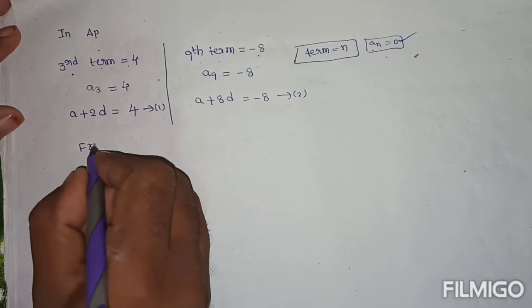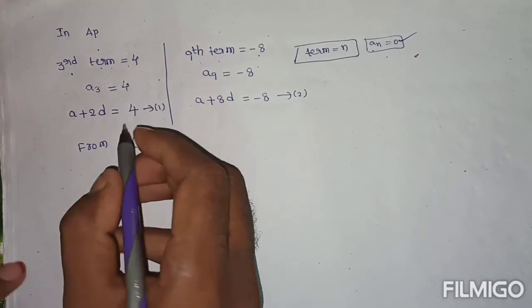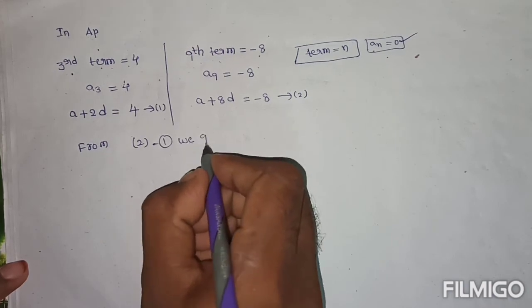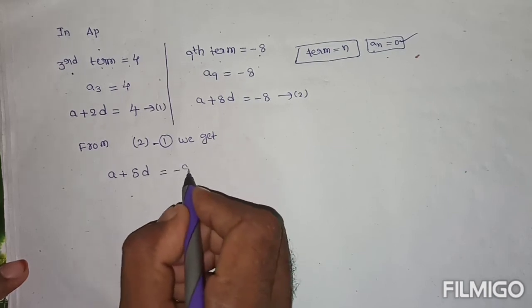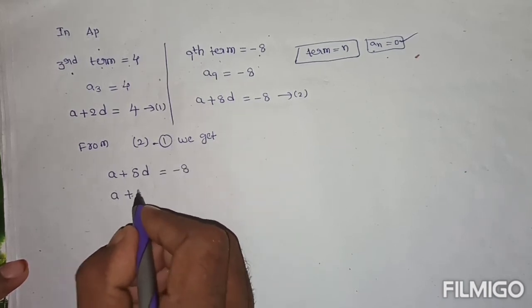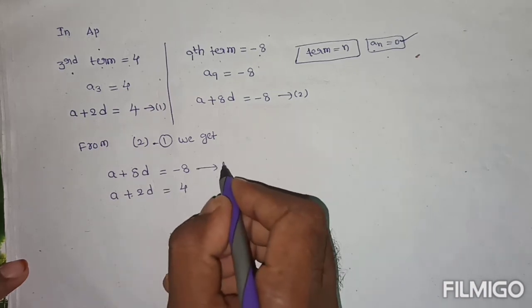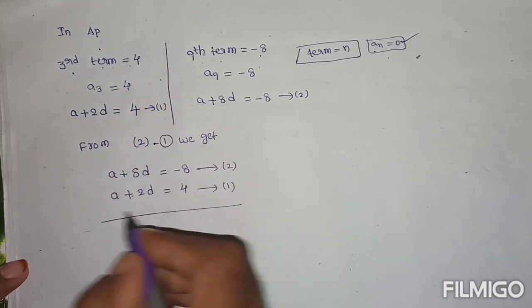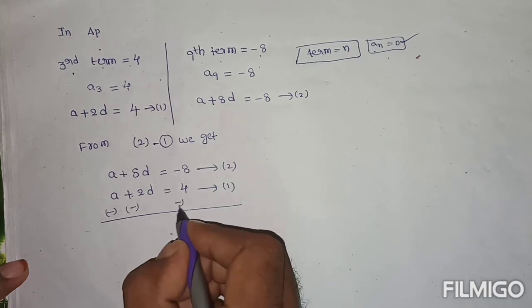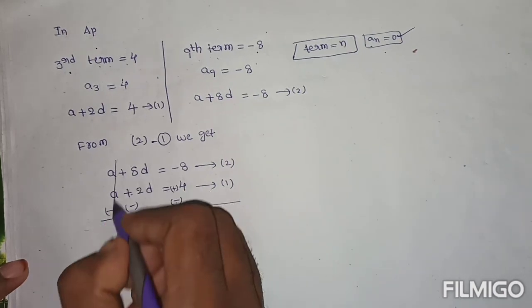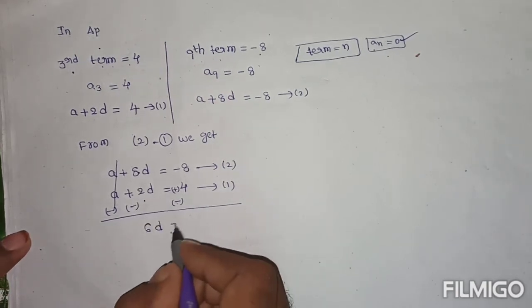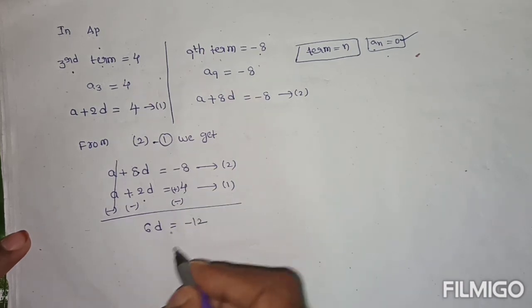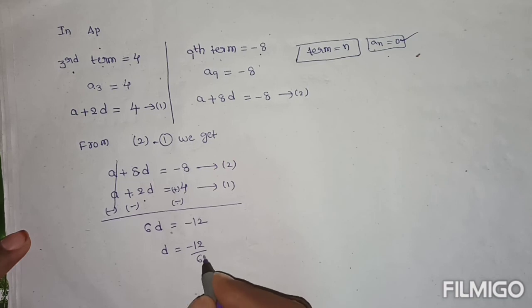From 2 minus 1 we get. So equation number 2 is taken: a plus 8d is equal to minus 8, and a plus 2d is equal to 4. Equation number 2 and equation number 1, solving. Where there is nothing written, it is like plus, taking minus. Plus a minus a cancel. So 8 minus 2 is how much? 6d. Both are negative, so we get added, minus 12. D is equal to minus 12 by 6. 6 ones are 6, 6 twos are 12. So d value is equal to minus 2.